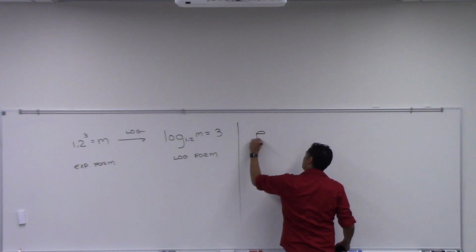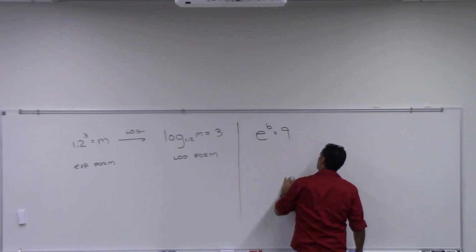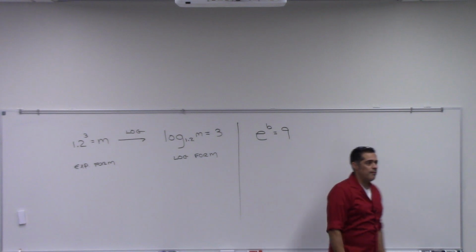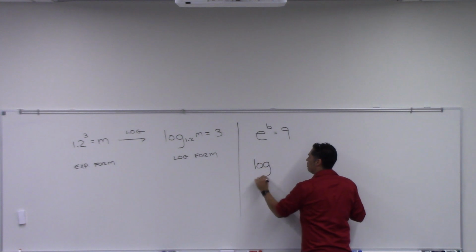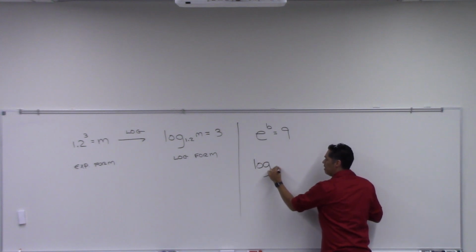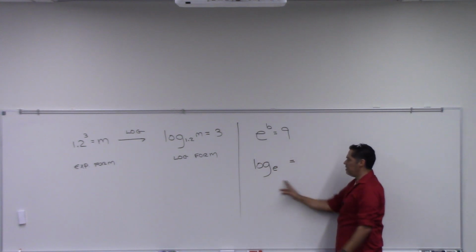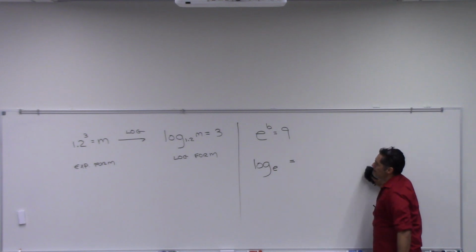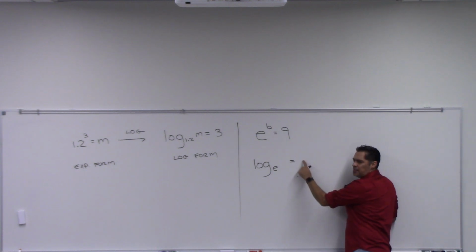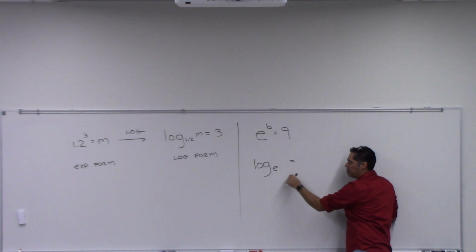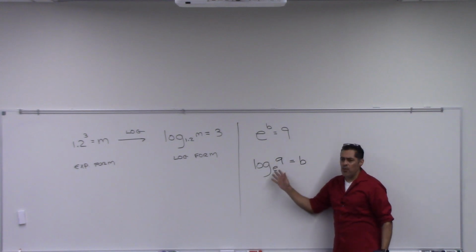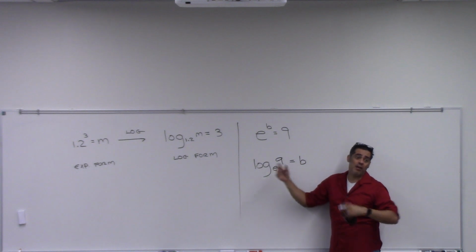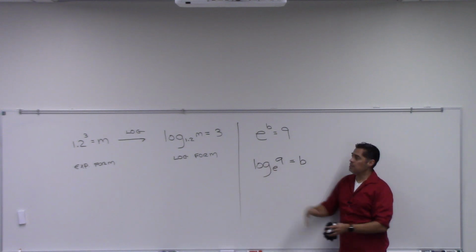Okay, e to the b equals 9. Let's convert that to log form. So I write down log, right? And then I put what base? E. And then I always like to put the equals and then think about the loop. I always like to start with the right side for some reason, because the loop, right? E raised to the what? B, and then that means it has to be equal to 9. We're not trying to figure out what this is. We're just trying to make sure we know how to convert the forms.